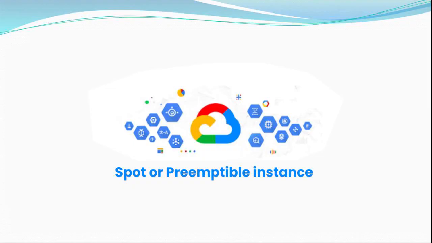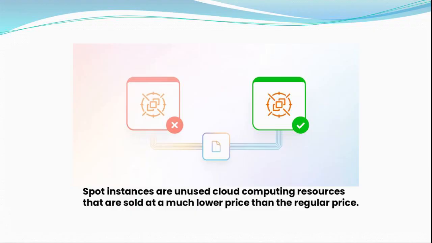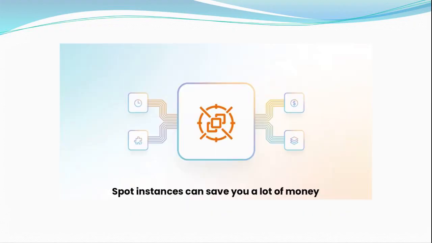Another pricing model to be aware of is spot or preemptible instances. This is a bit different from the standard pay-as-you-go or reserved pricing models. Spot instances are unused cloud computing resources that are sold at a much lower price than the regular price. However, they can be terminated by the cloud provider at any time if the demand for those resources increases. So, if you don't need a resource to run continuously, and you can handle interruptions, spot instances can save you a lot of money. These are commonly used for tasks like batch processing or data analysis, where a little downtime won't hurt.